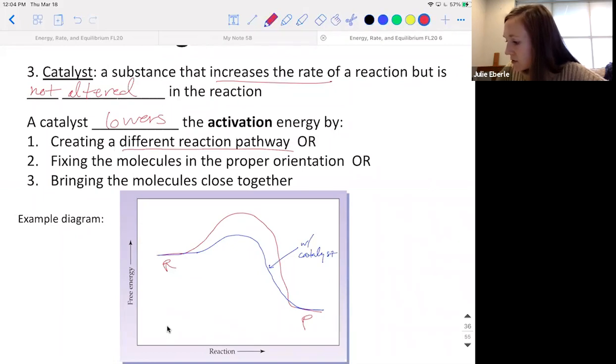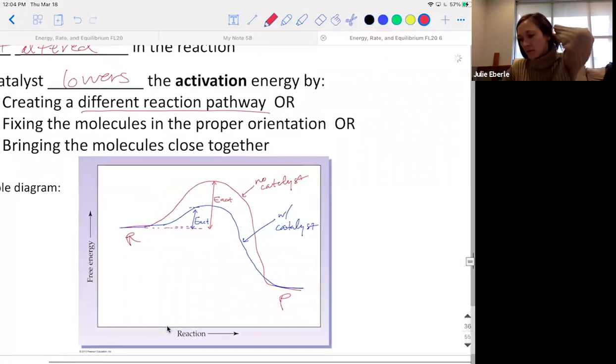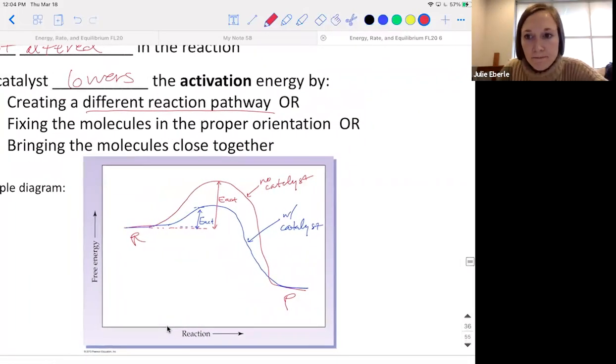This red, I'm going to zoom in, is no catalyst. Okay, so we can see that the blue here is the smaller activation energy, and the red is the larger. Right. So if I gave you 2 pathways like this that were not labeled, and asked which one has a catalyst and which one doesn't, you could tell me that.